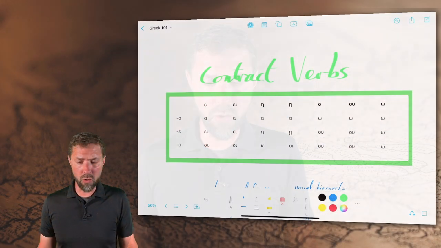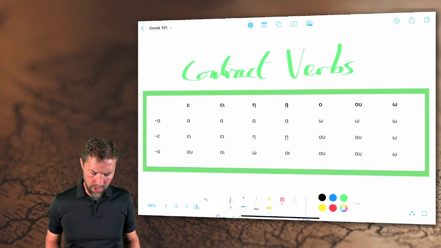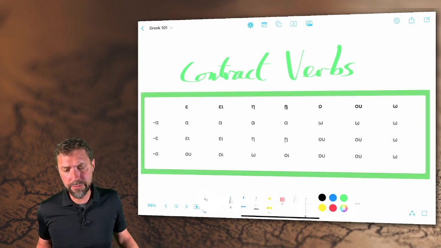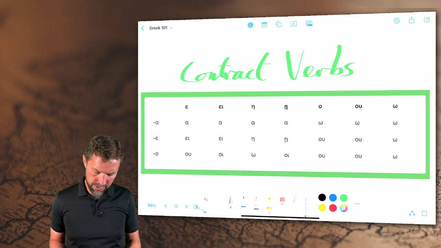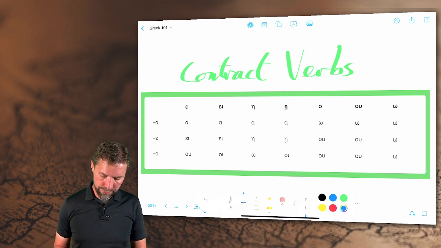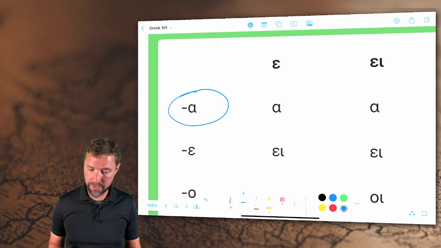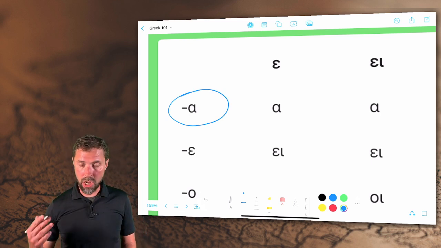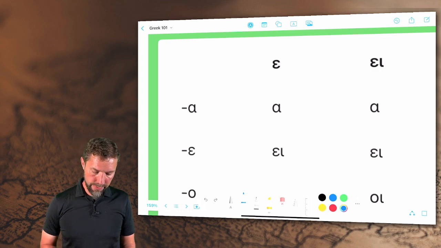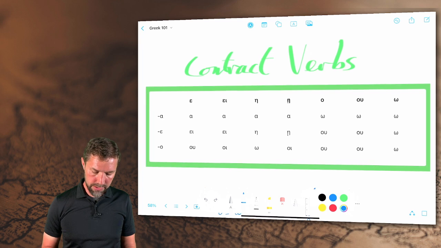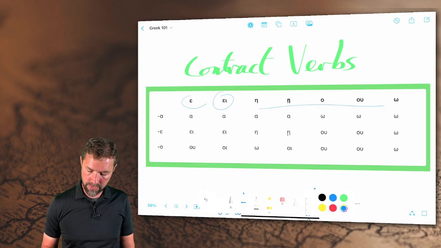And I'll start out, because why not? I'll start out by scaring you with a big, scary, awful chart. This is the chart that you're going to work with for contract verbs. So, how to read this chart, as you flow through it, you're taking, well, this would be like an agapao type verb. So a verb that ends in alpha, agapao. And that form, as it combines across, if it's coming up against an epsilon iota, etc., that's what we're doing all the way across the top of the chart.